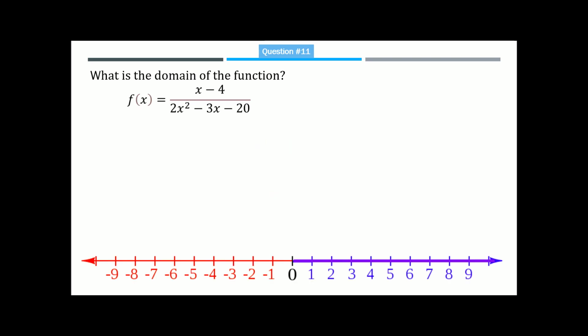Question number 11, we want to know the domain. This time we're not looking at the solutions, we're looking at everything that x could possibly be. So we're going to start by factoring the numerator and the denominator. If I look at the numerator, there's not much I can do to factor it. It's just going to be x minus 4. But I can factor the denominator. So if you want to pause right now and take some time to practice your factoring, you may.